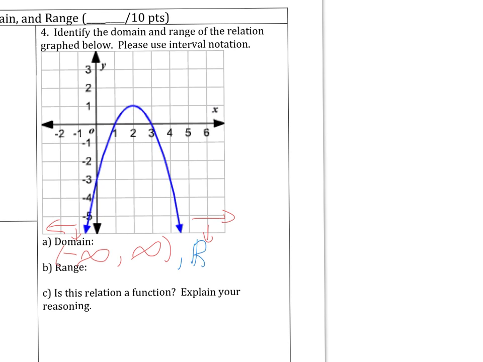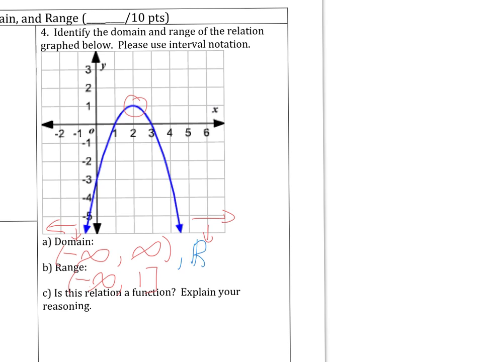For the range, well, it goes down forever, so it keeps going down. It's going to start at -infinity. Again, we use an open bracket or parentheses for that. And it goes all the way up, and it looks like it stops at a value of 1. And because that value exists, there's not a hole there or anything. I'm going to use a closed bracket for that.